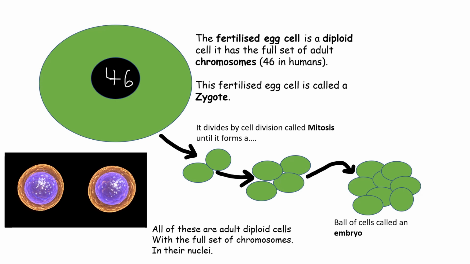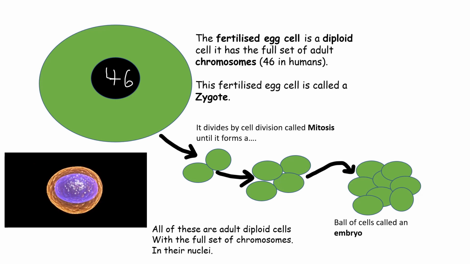In fact, the only cells in the human body that are not diploid are the sex cells. These are found in the testes of men as sperm, which have 23 chromosomes, and are found as egg cells in a female in her ovaries with 23 chromosomes.